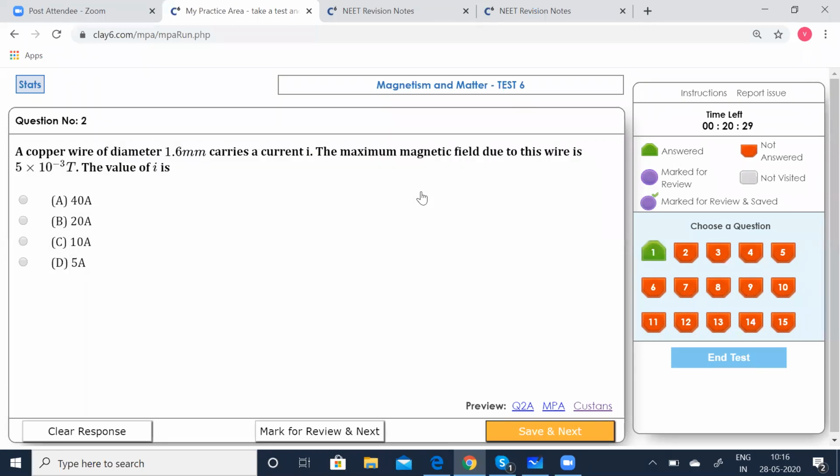Now coming to the second question. A copper wire of diameter 1.6 millimeters carries a current I. The maximum magnetic field due to this wire is 5 into 10 to the power of minus 3 Tesla. Find the value of I. Here the diameter is given as 1.6 millimeters, so you have to convert it to meters, and then the magnetic field B is given. So let's quickly solve that.